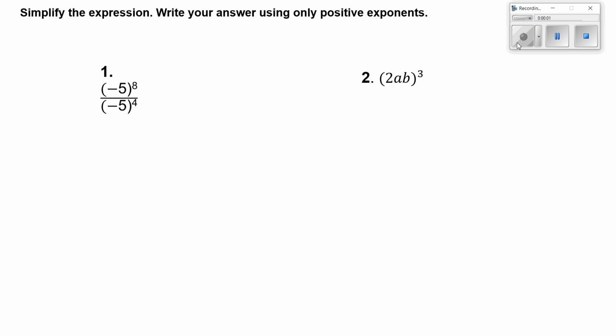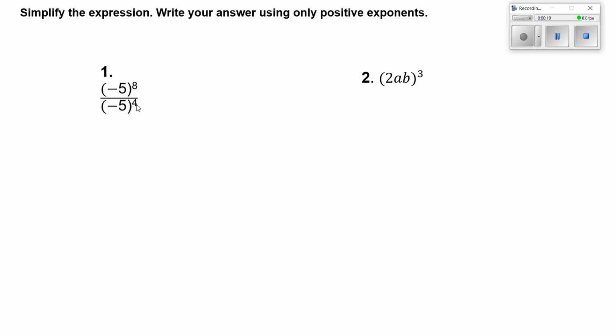Let's go ahead and go over the Chapter 6 study guide. Number 1 says write your answers using positive exponents, except actually 1 through 4 would be like that. We see that -5 is the base. We got the power of 8 on top with the numerator, power of 4 on the bottom with the denominator. We move the smaller one to the bigger one.